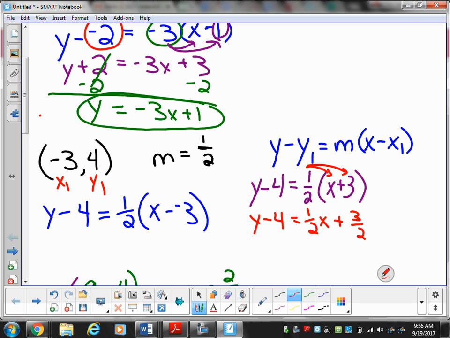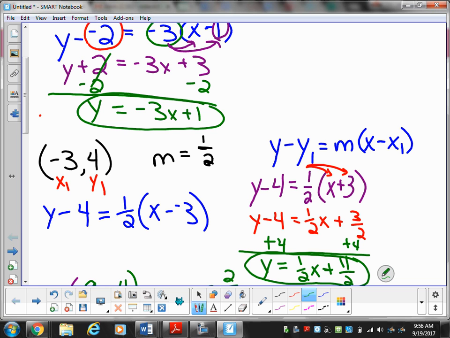Okay, and then what else do I need to do? I need to add 4 to get rid of that -4. So plus 4, and I get y equals 1/2 x plus 11/2, which if you're doing it in decimals would be 5.5. So y equals 1/2 x plus 5.5, or plus 11/2.